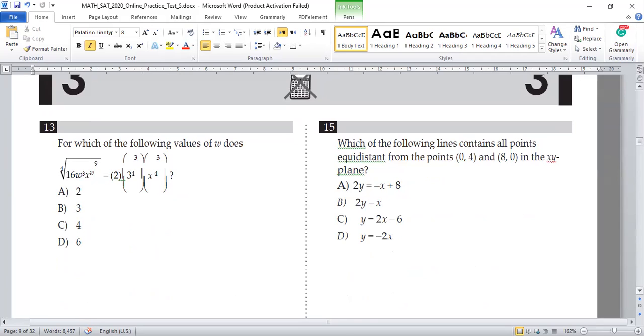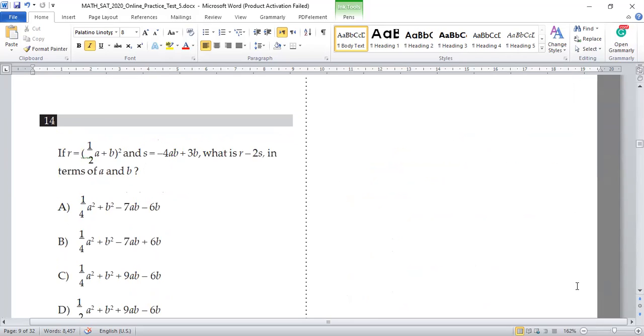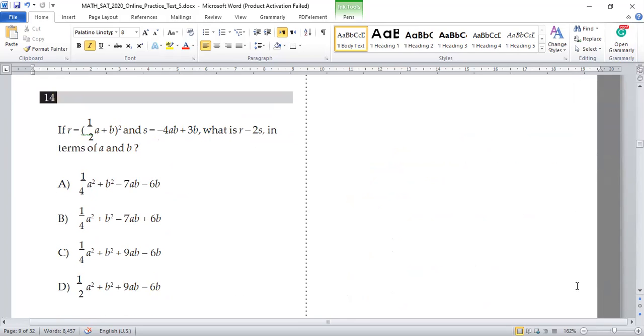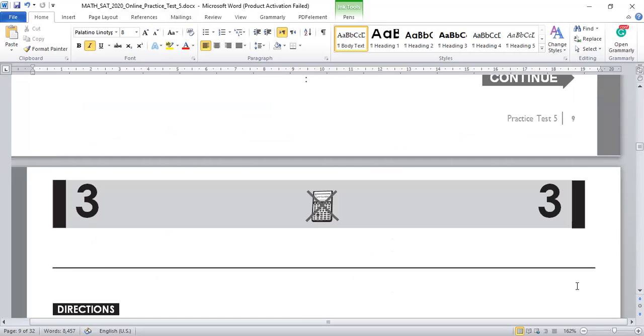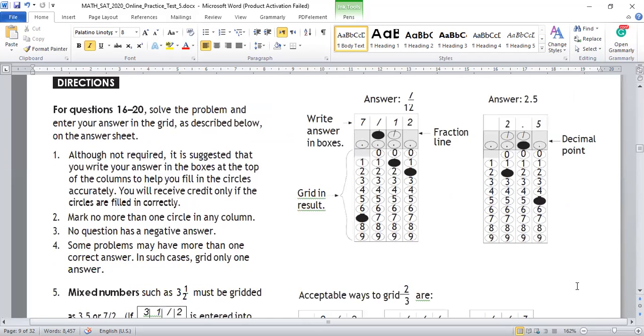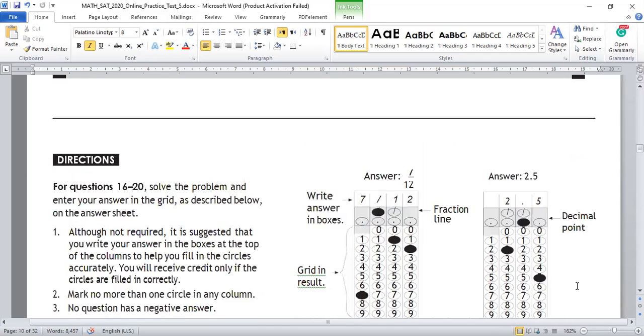What about question number 14? Let's see. This is: if R is equal to half of A, R minus 2. Yeah, we did this one as well. Let's see, we should start from this one. What I mean to say is that these are question numbers 16 to 20.